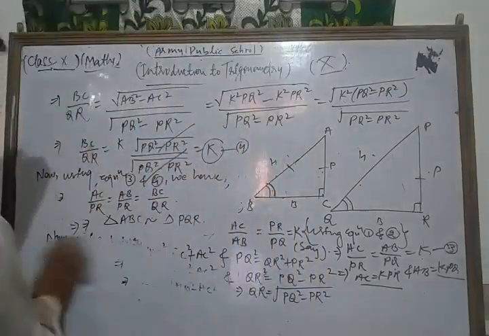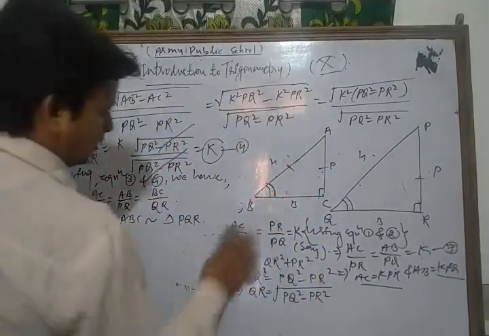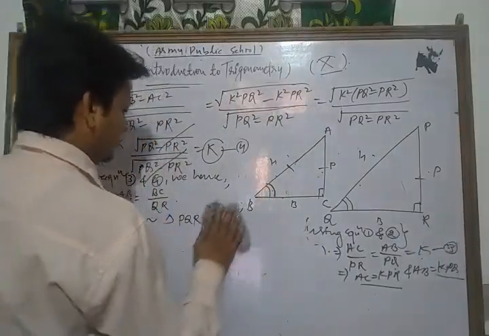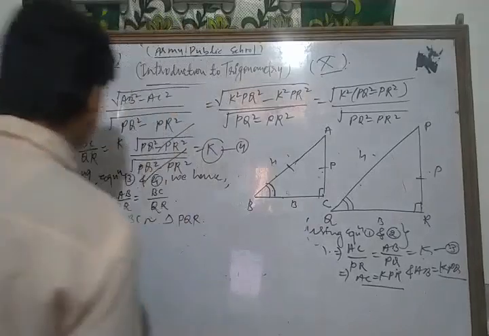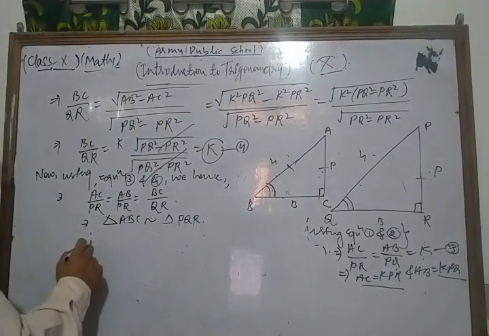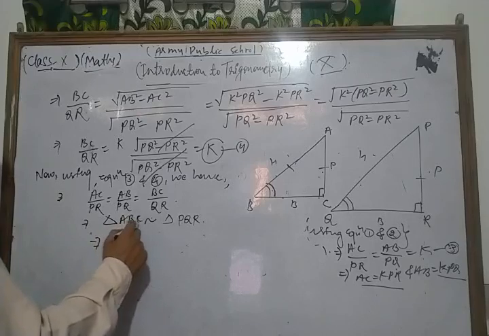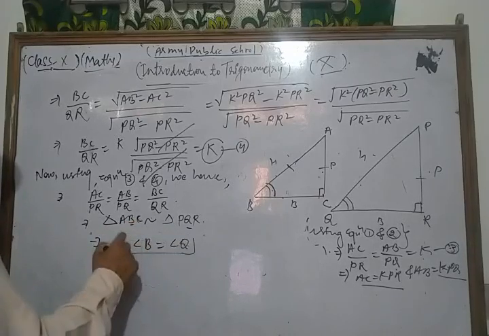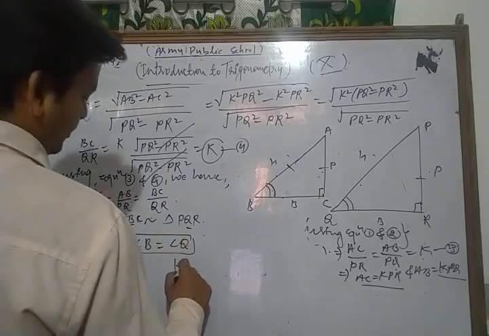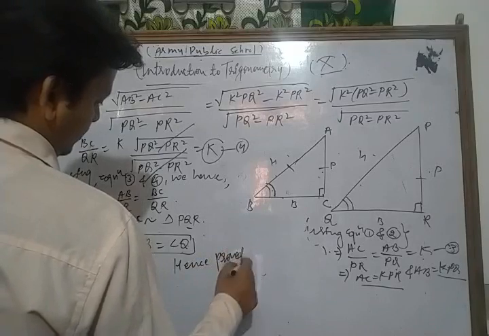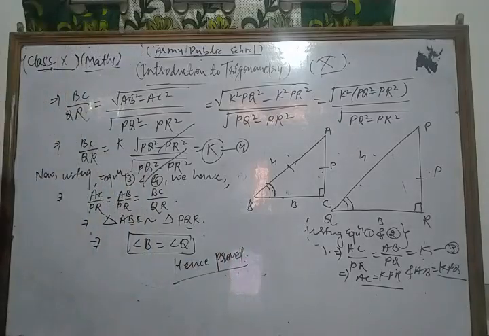And now look, if two triangles are similar to each other, then their corresponding angles are also equal. That is, angle B is equal to angle Q. Hence proved. Because we have to show that angle B is equal to angle Q.